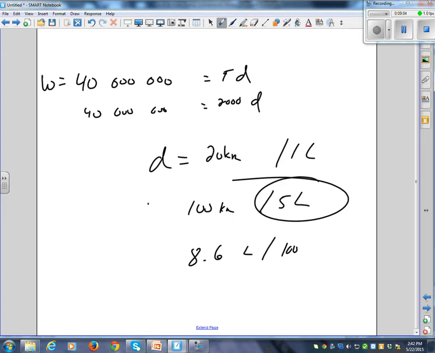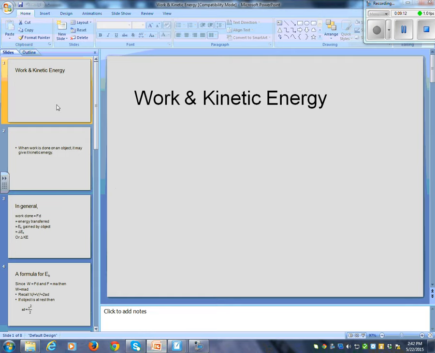Okay, so that's sort of the introductory to kinetic energy. Let's find out where that formula comes from, shall we? Work and kinetic energy.